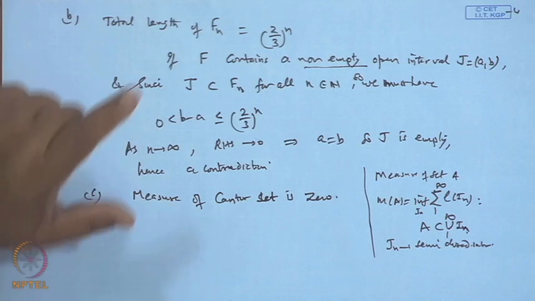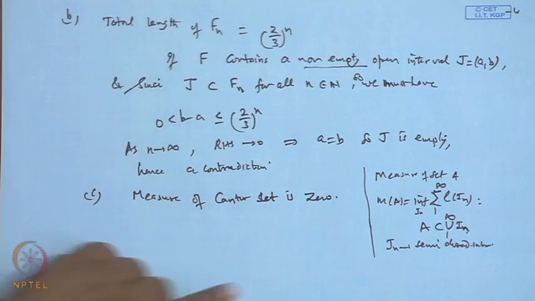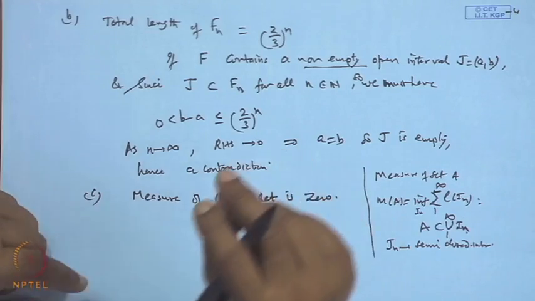Since the set F, which is a Cantor set, contains the end points of the removed intervals, what we want to show is that the length of the total set is 0, the measure of this set is 0. So, let us see the total length of the removed intervals.